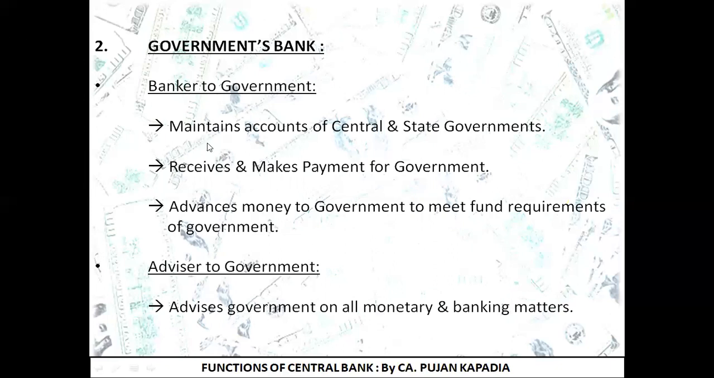The first that I have written over here is, it maintains accounts of central government and state governments. In any country, there is a central government, and then there are state governments. If you take the example of India, there are various states in our country and one central government. All the accounts of all these governments are maintained with whom? The answer is RBI, that is Reserve Bank of India. So basically, the central bank of a country acts as a banker of the central government and the state governments. All these accounts are maintained by the central bank.